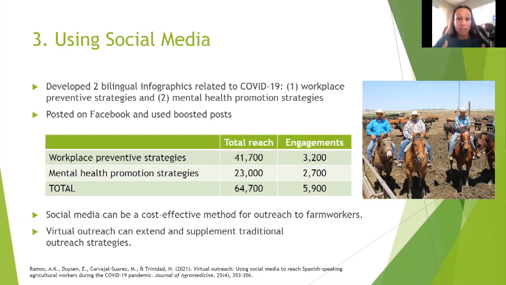One was focused on preventative strategies that one could use in the workplace, like, think, for example, hand washing, wearing a mask, sanitizing common objects, tools, vehicles, those sorts of things. And the second was related to mental health promotion strategies. So knowing that the pandemic had caused a lot of anxiety, a lot of stress, we tried to give people some information about what are some things that you can do to calm that level of stress and make sure that you're taking care of yourself.